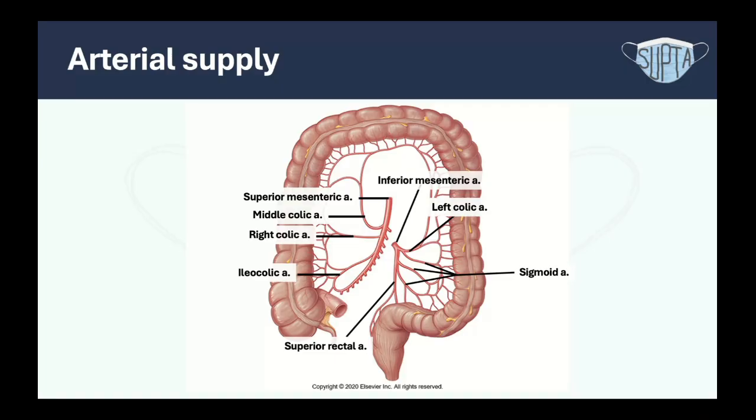But does anyone know what the problem might be with this anastomosis between the 2 main arteries?